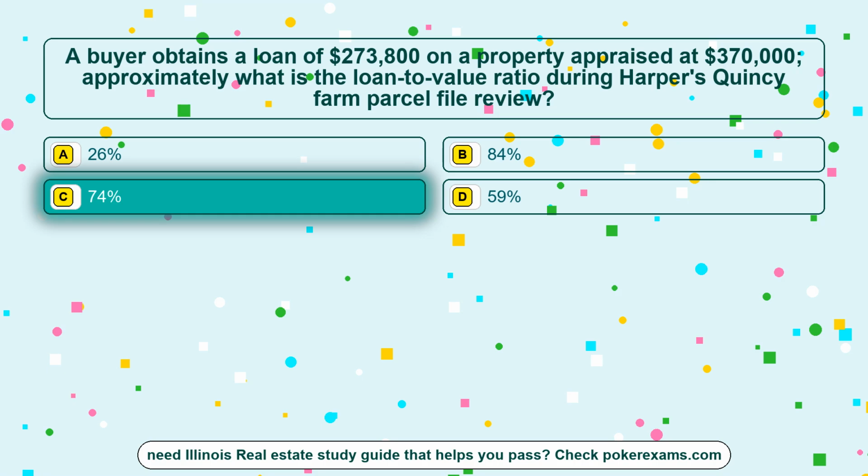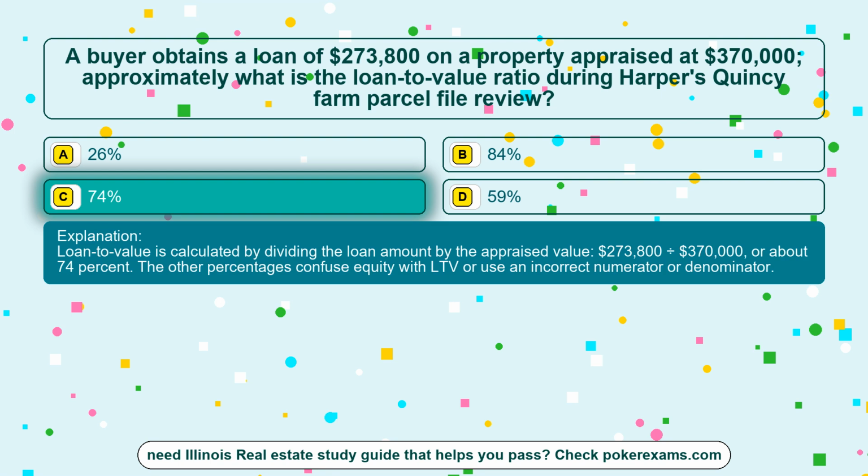The correct answer is option C, 74%. Loan-to-value is calculated by dividing the loan amount by the appraised value, $273,800 divided by $370,000, or about 74%. The other percentages confuse equity with LTV or use an incorrect numerator or denominator.